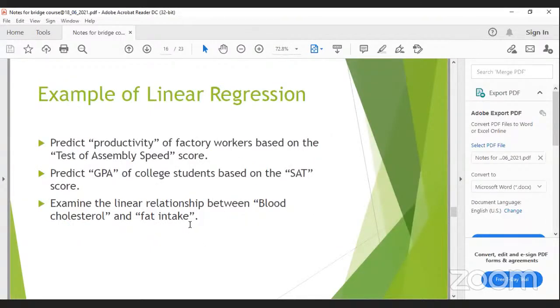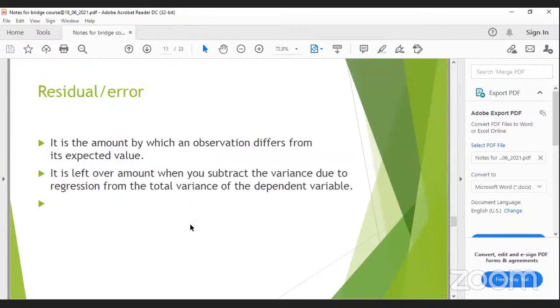Then there are several examples. I have included a few of them. Like you can predict the productivity of factory workers based on their assembly speed test score. So if any company is manufacturing some type of bolt, okay, or pen cap, it depends upon the productivity. Similarly, the SAT score, marks, exam level, and you can say fact impact.